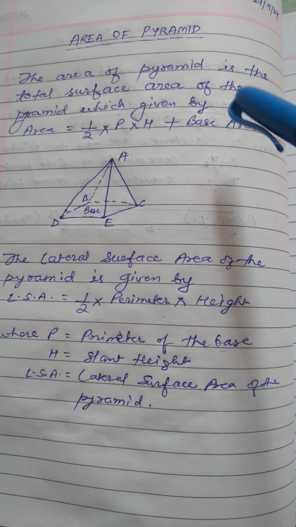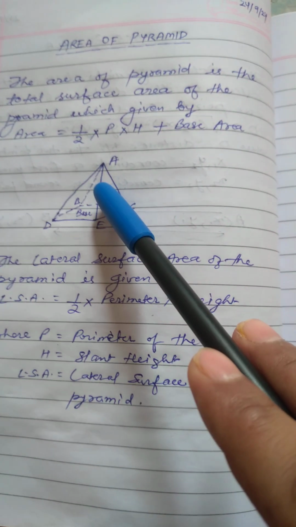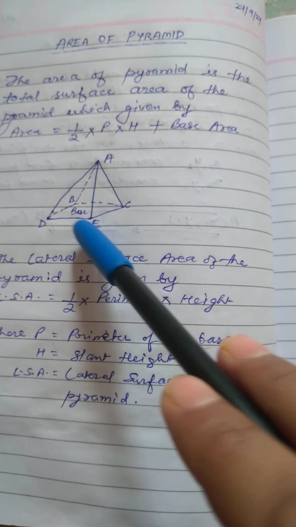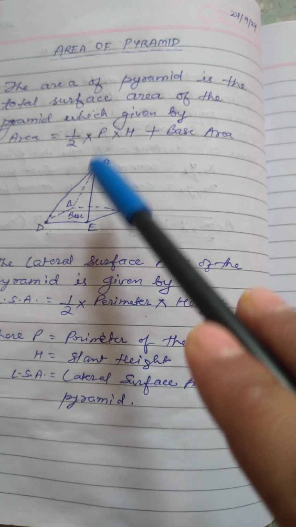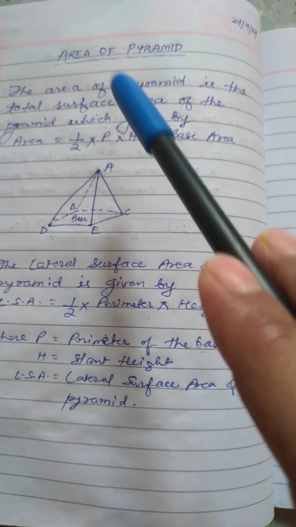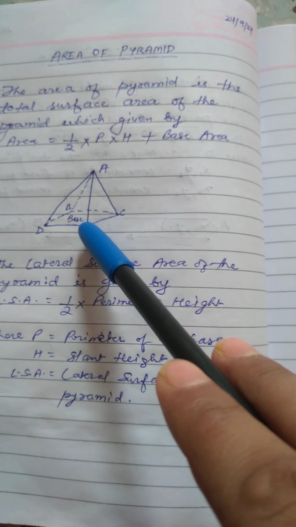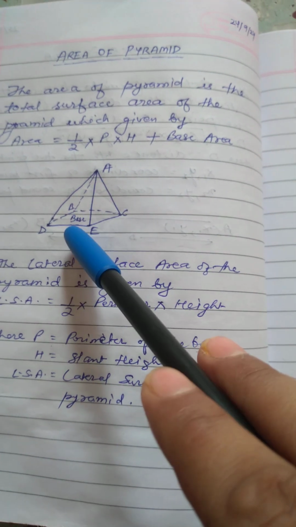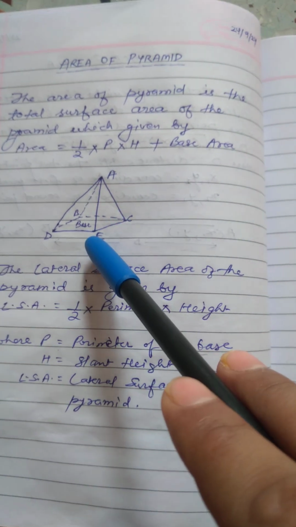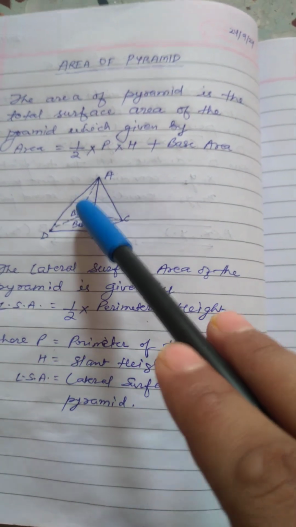Now the area of a pyramid. The area of a pyramid is also called the total surface area of the pyramid. We know that area is a two-dimensional term. So if we look at this pyramid, there are four surfaces and a base. So the area of this pyramid is the area of ACE, ADE, ABD, ABC, plus BCD.